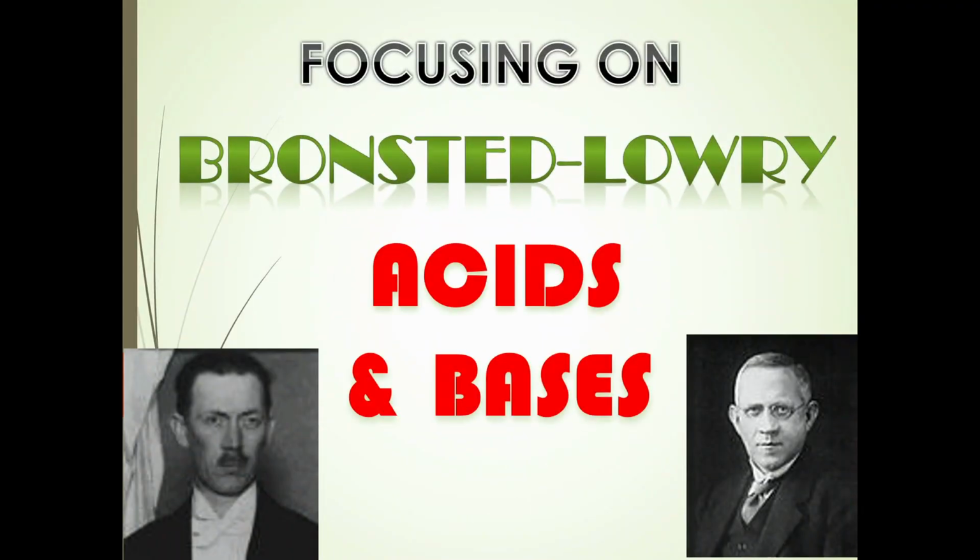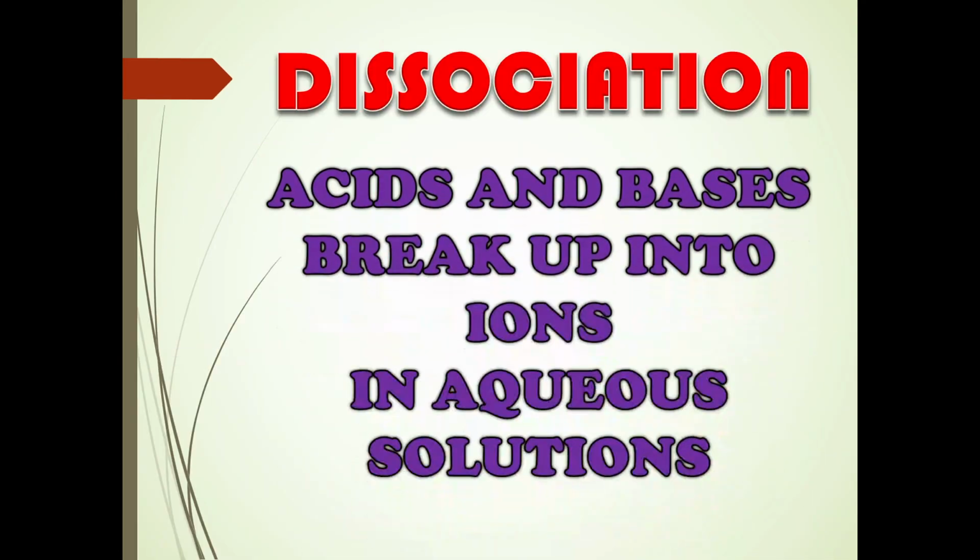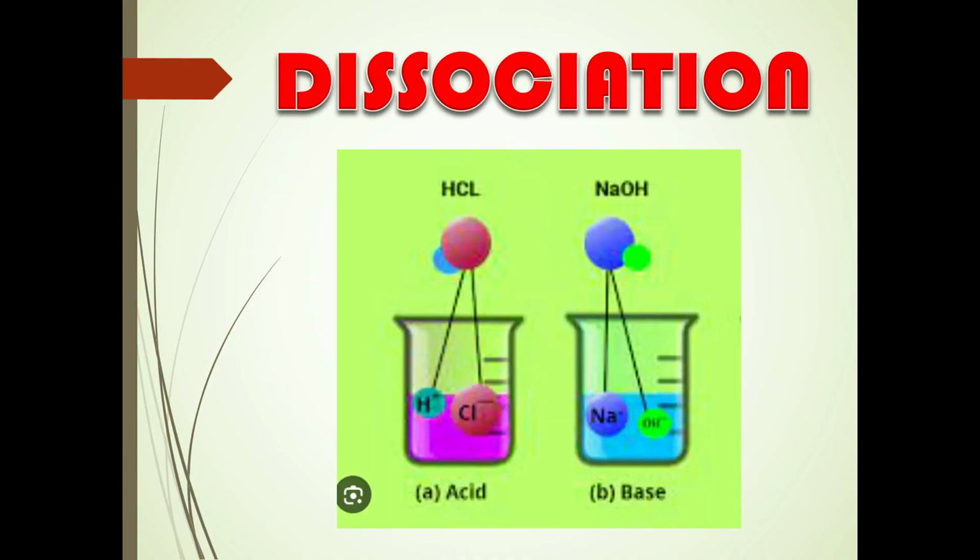Okay. So we're going to focus in this chapter on the Bronsted-Lowry definitions. Proton donor, proton acceptor. H+ and anything that can pick up an H+. Now they do only exist in solution. So they do dissociate. They break up into their ions in aqueous solution. It's not an acid or a base if it doesn't dissociate. You have to have those H+ in solution. So as we saw in the previous slide, HCl becomes H+ and Cl-, NaOH becomes Na+ and OH-.